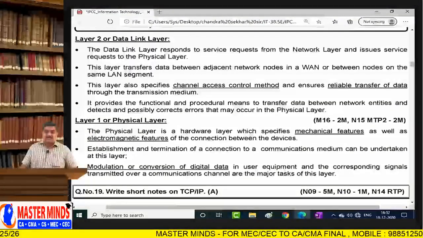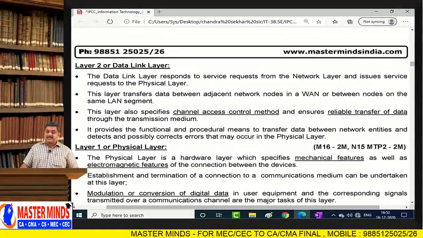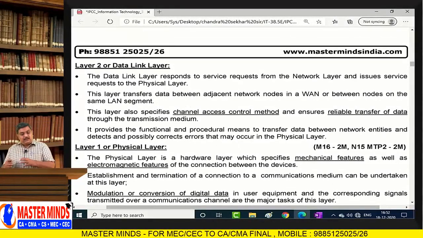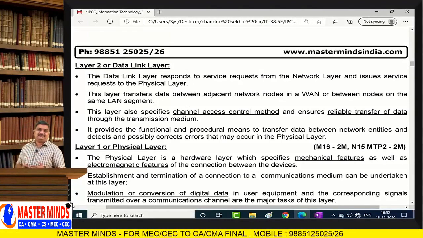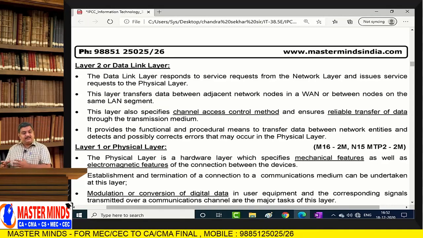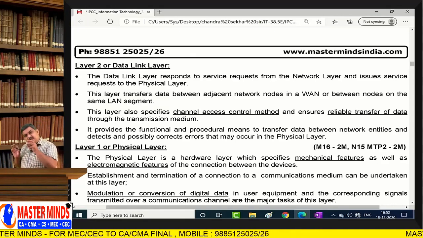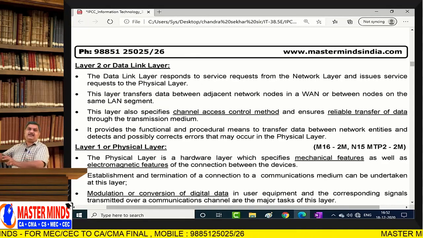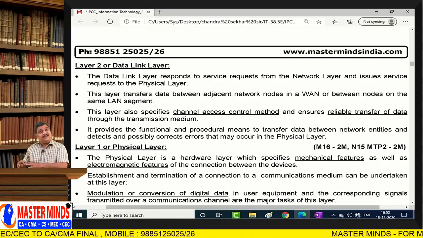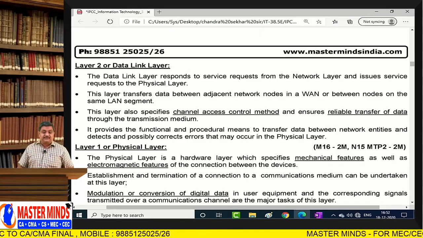And then the data link layer comes. What will this data link layer do? This will do the transfer of data. It will take the data and put it into the channel, and the data goes. And who will send the data and who will accept the data? It is again the physical layer.